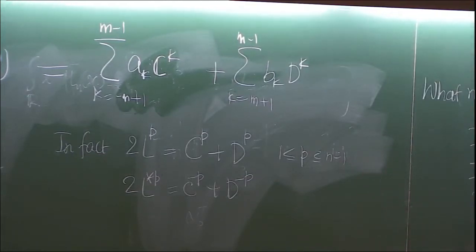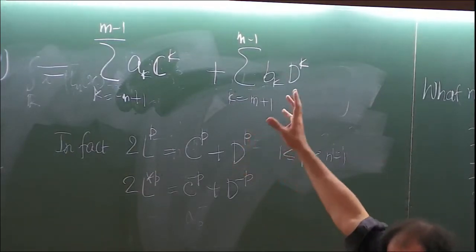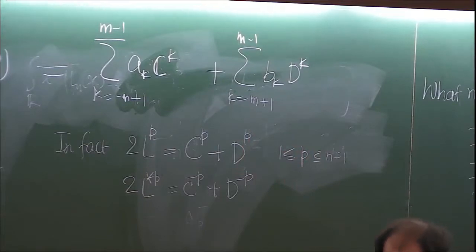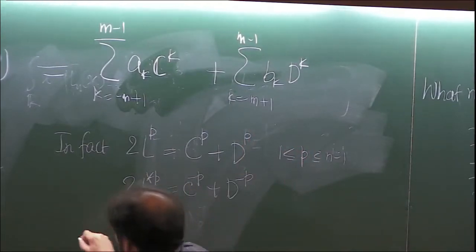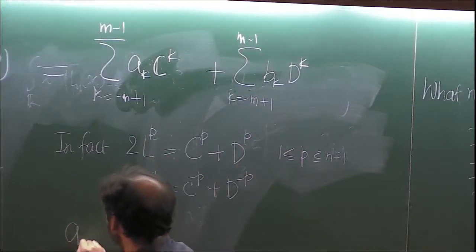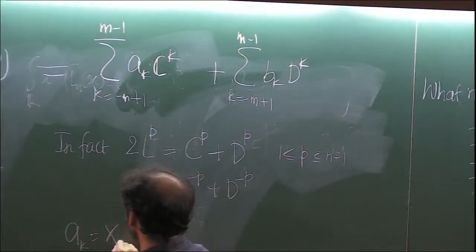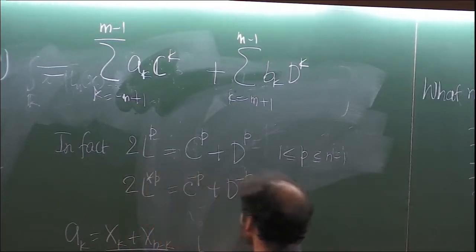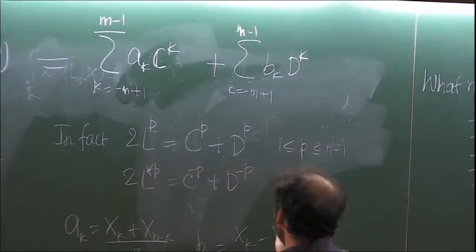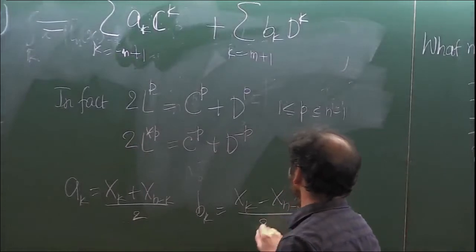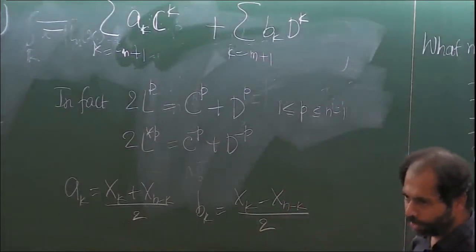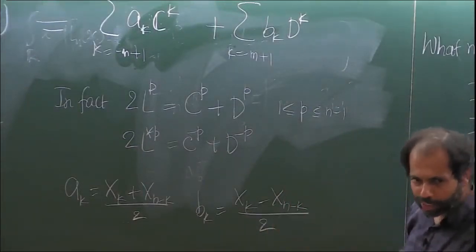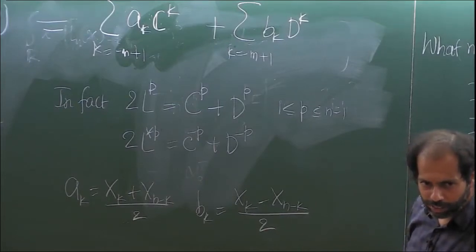And for Hankel, it is very similar. So we can write it as a sum of two matrices. One is a polynomial of C, one is a polynomial of D. Okay, sorry, very good. What is a_k? In this case, a_k will just turn out to be (x_k plus x_{n minus k})/2, and b_k will be (x_k minus x_{n minus k})/2. So they are completely independent actually. Here I use the Gaussian assumption.